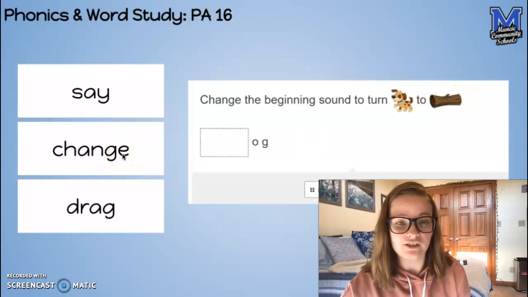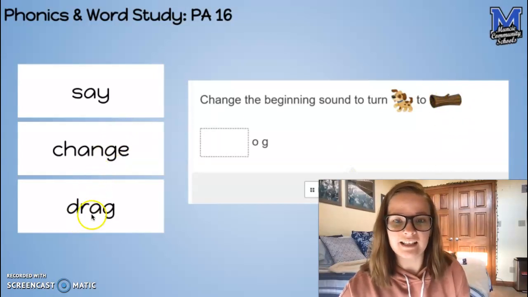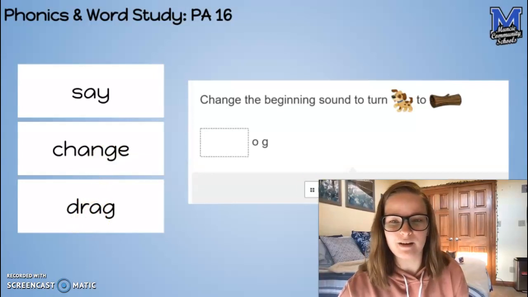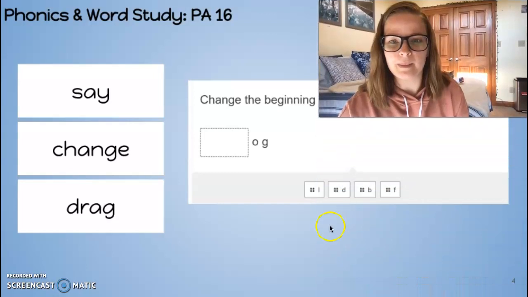So once I change it from a D sound, D, to the ol sound, I need to find that letter down here, and my video is kind of hiding it, so I'm going to move my video up here a little bit. I need to find which letter makes the ol sound and drag it to the blank. You're going to do this for all of the questions.